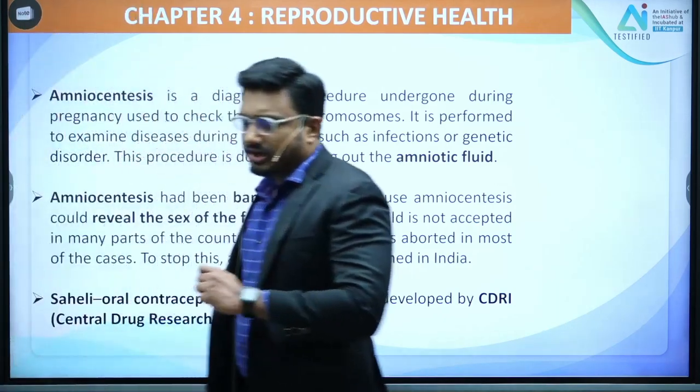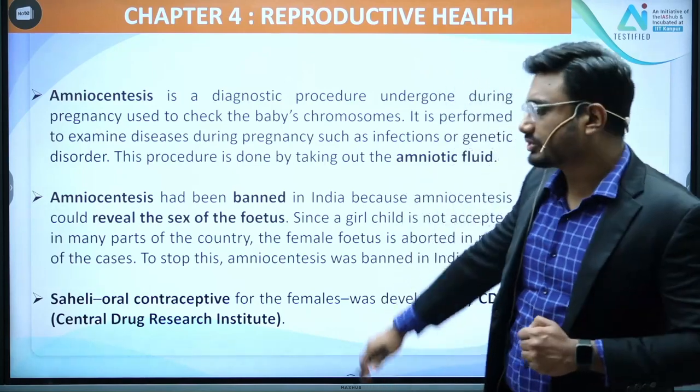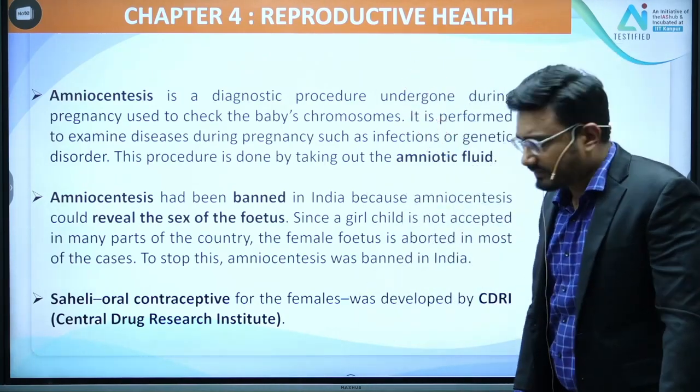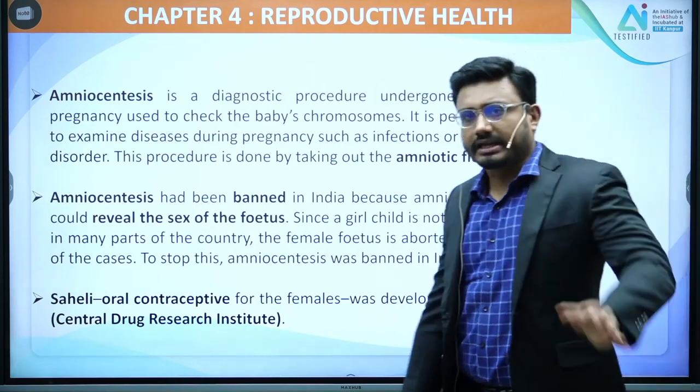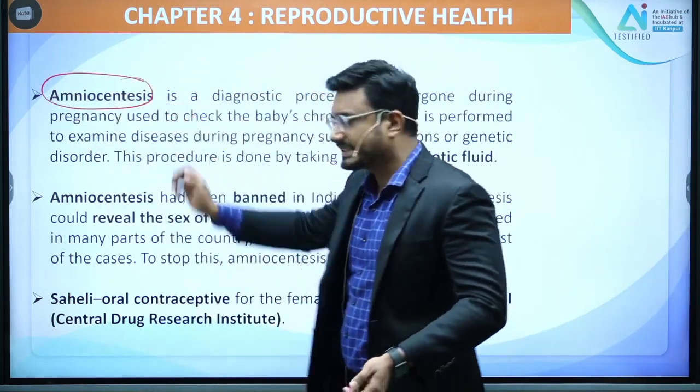So we have covered all the important concepts from chapter 3. Now let us go through the main concept from chapter 4, that is reproductive health. In this chapter, a very important process is known as amniocentesis.